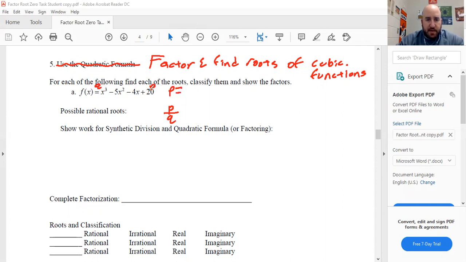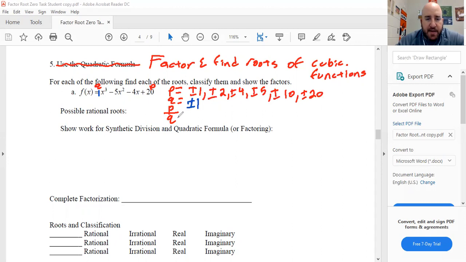So now I have to say, all right, P is all my factors of 20. What can I multiply to get 20? 1 and 20, 2 and 10, 4 and 5. So those are numbers I'm going to write, but I'm going to write them in ascending order: 1, 2, 4, 5, 10, and 20. Q is all my factors of my leading coefficient, the coefficient on my first term. I do not have a coefficient out there, so we're going to treat it like an invisible 1. What are my factors of 1? Well, it's just 1, 1 times 1. So I'll put plus or minus 1 for Q.